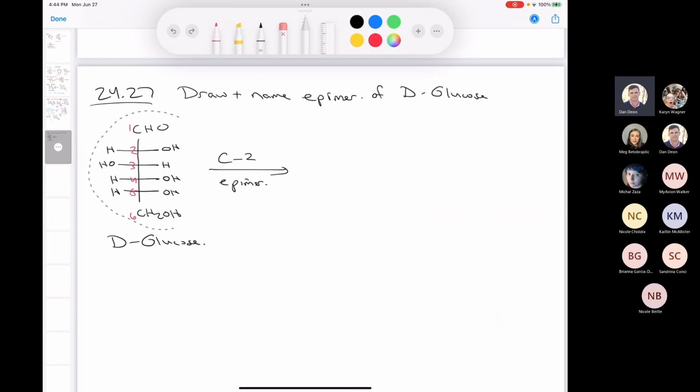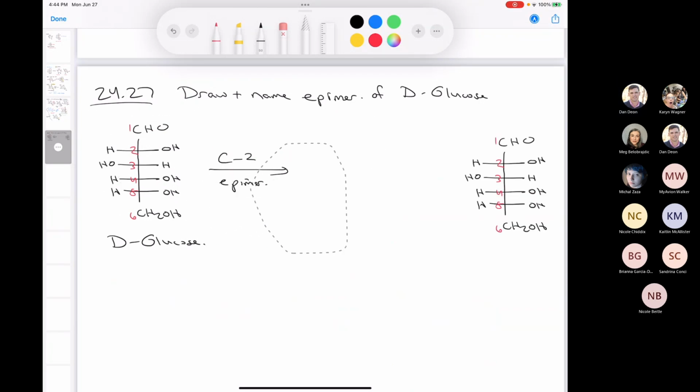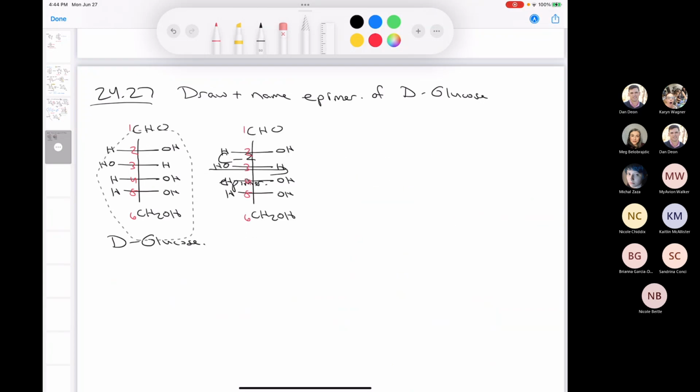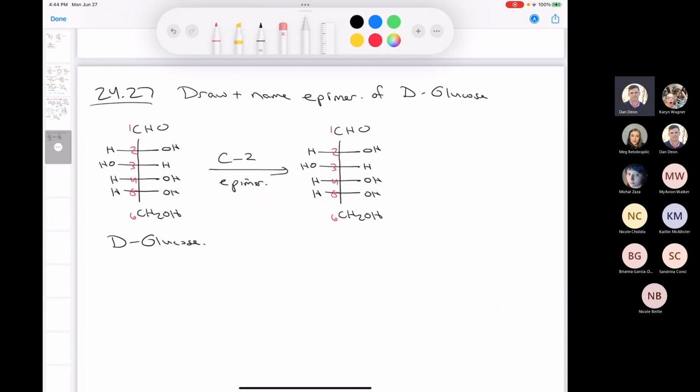So I could even copy and paste this. Copy this and paste it over here. Like that. I'm just going to switch carbon number 2. I'm going to put the hydroxyl on this side, and I'm going to put the proton over here. Could anybody identify that one from the handout? Maybe yeah, maybe no. Does anybody have the handout further down? I don't know. Anyhow, this one is D-mannose.